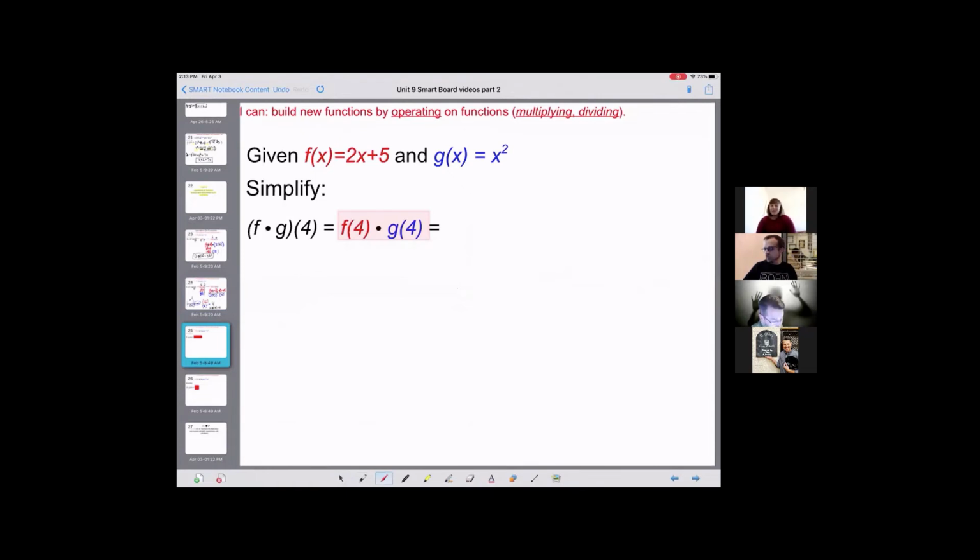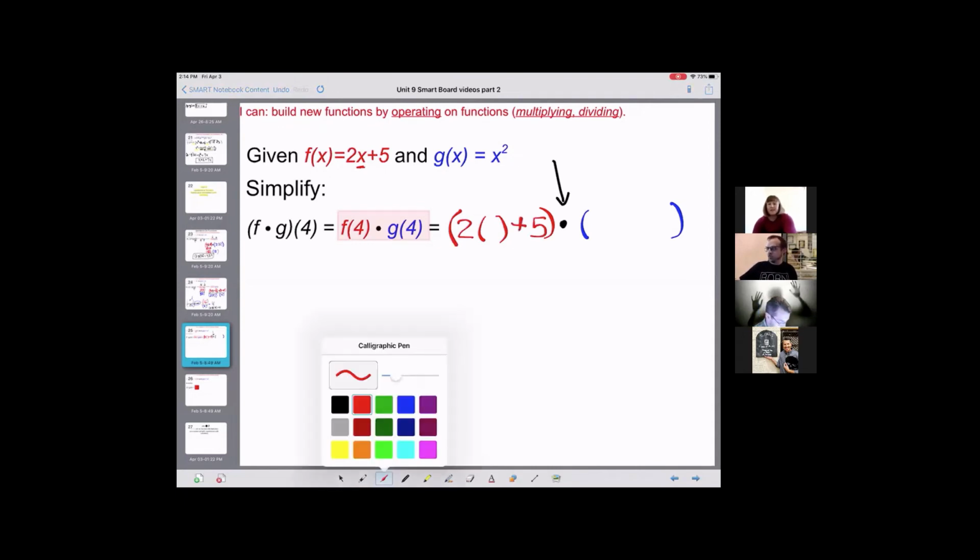We're going to want our big set of parentheses for our f function. I am going to make Mr. Craig put the times sign and a set of parentheses for our g function. Inside our first set of parentheses, we'll have 2 and a small set of parentheses for the value we're replacing, plus 5. Inside our second set of parentheses, we will have a set of parentheses and then that set of parentheses to the second power.